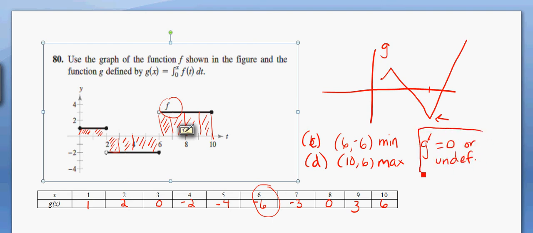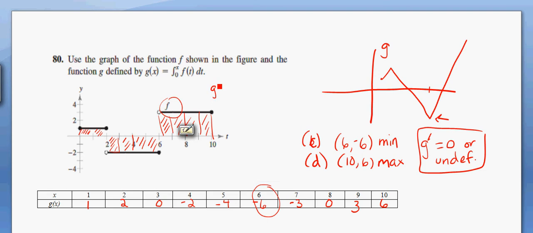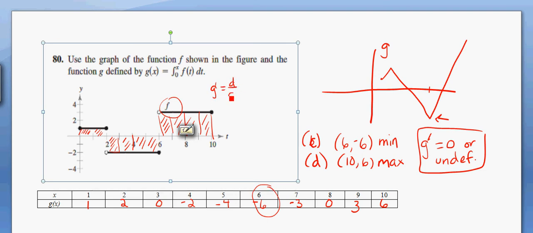So if you're trying to find where G prime is 0 or undefined, this is G, not G prime. So we want to go back to what is G prime. Well, if G of x is this thing, G prime is the derivative of this integral, which the second fundamental theorem of calculus tells us is just f of x, right? And then times technically the derivative of this, which is 1, so just f of x.